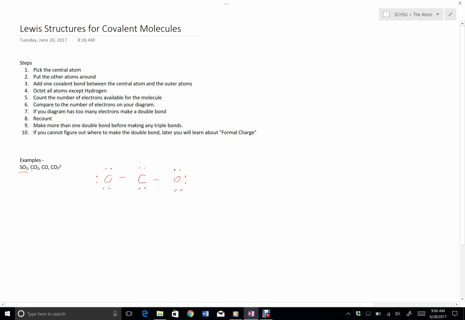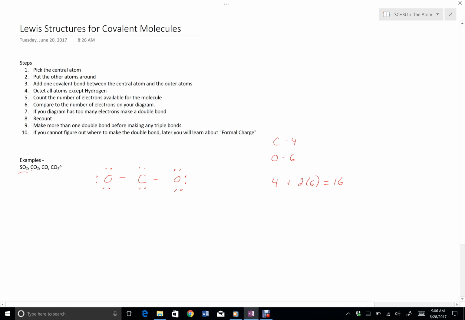Now I'm going to count the number of electrons that I should have in the molecule by considering the number of valence electrons from all the molecule's constituents. Carbon has 4, oxygen has 6, so since I have 1 carbon and 2 oxygens, I can see that I have 12 plus 4, 16 electrons available for this molecule.